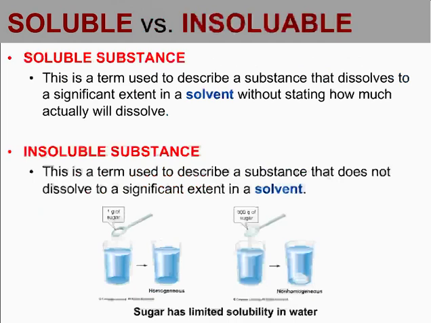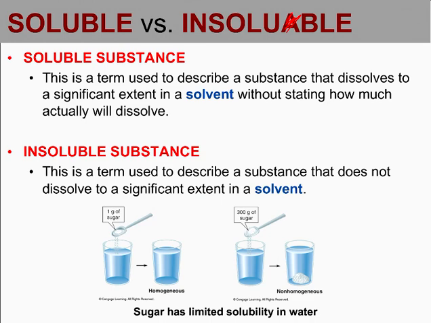All right, so again, just a quick review of soluble versus insoluble. Oh, there's a typo there. You can ignore that A there. So a soluble substance, this is a term used to describe a substance that dissolves to a significant extent in a solvent without stating how much actually will dissolve. And then an insoluble substance, this is a term used to describe a substance that does not dissolve to a significant extent in a solvent.